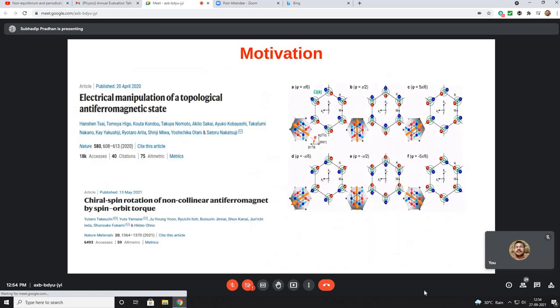So I am going to the next motivation of my talk. Here I am showing that these people, Hansen, Tesai, Tumo, Higo, this group, they have studied the electrical manipulation of a topological antiferromagnet. So, Subhadip, one point.